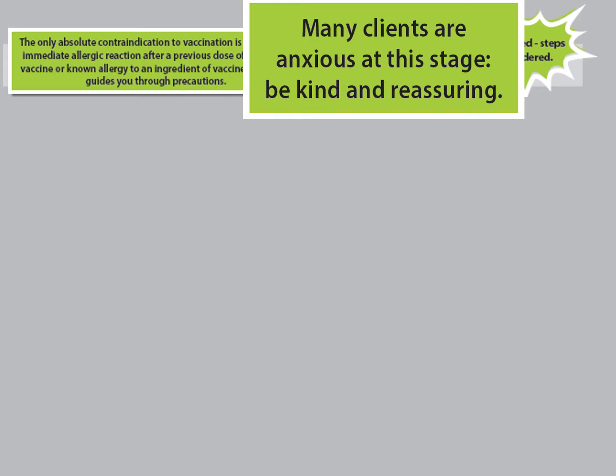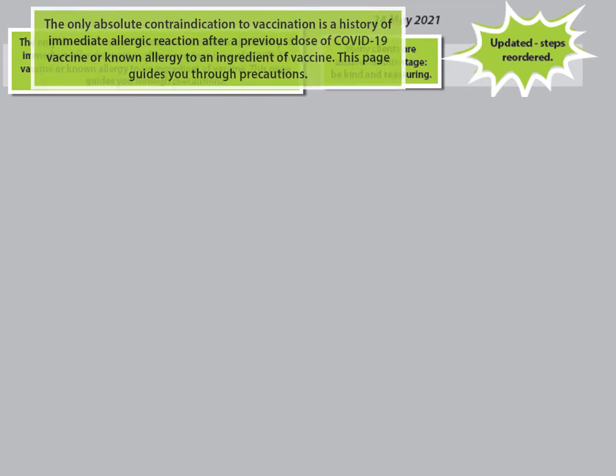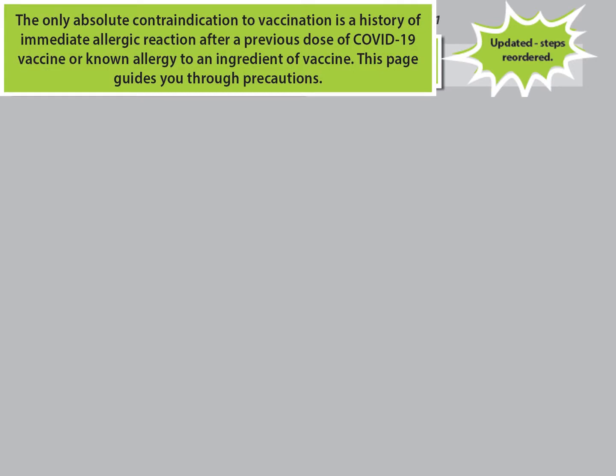The pre-vaccination health check allows the vaccinator a small but useful opportunity to be kind and reassuring and help clients to relax. The last stamp at the top emphasizes that there are very few reasons why one would not vaccinate a client. The only absolute contraindication to vaccination is a history of immediate allergic reaction after a previous COVID vaccine or a known allergy to an ingredient known to be in the vaccine. We'll go into more allergy detail in a moment. The steps on this page help you assess and navigate the precautions.